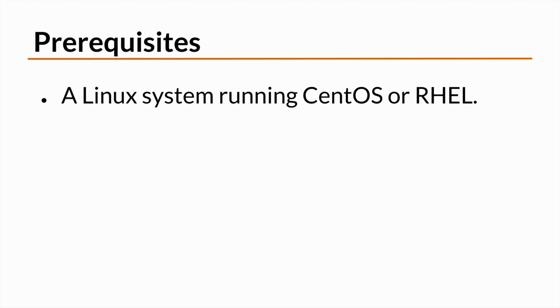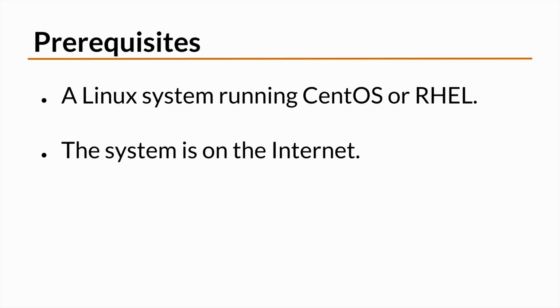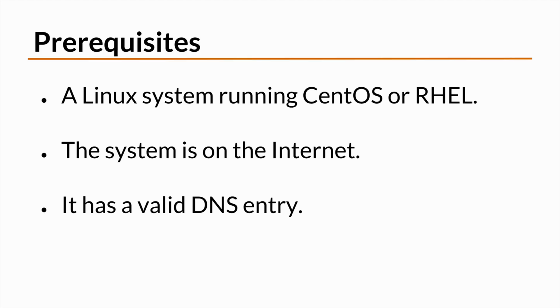By the way, this video makes a couple of assumptions. The first one is that your Linux system is running CentOS or Red Hat Enterprise Linux. The second one is that your system is accessible over the public internet. The last assumption is that you have a valid DNS entry that points to your Linux system. For example, if your domain is www.example.com, when someone types in that domain in the web browser, they are actually connecting to your Linux server. I've included some additional information about the DNS configuration that you'll need in the project notes and documentation, so if you need additional help, look there.